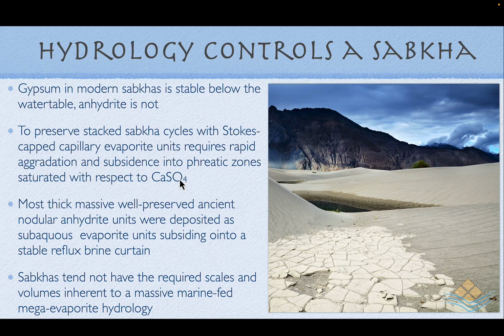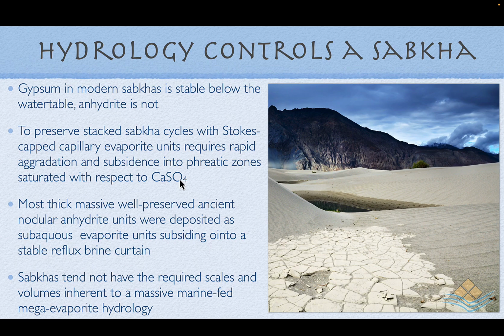If we want to preserve stacked sabkha cycles with Stokes cap capillary evaporite units, we're going to have a system that hydrologically is subject to rapid aggradation and subsidence into saturated phreatic zones with respect to calcium sulfate. This is a real limitation of the sabkha model. Think about it. Most of our ancient, well-preserved nodular anhydrite units can't have formed in a sabkha. We don't see the Stokes surfaces. We don't set up a hydrology where typical sabkha units will subside into a stable brine reflux curtain.